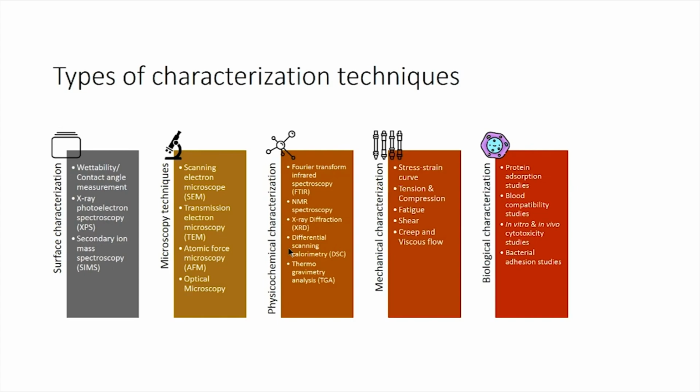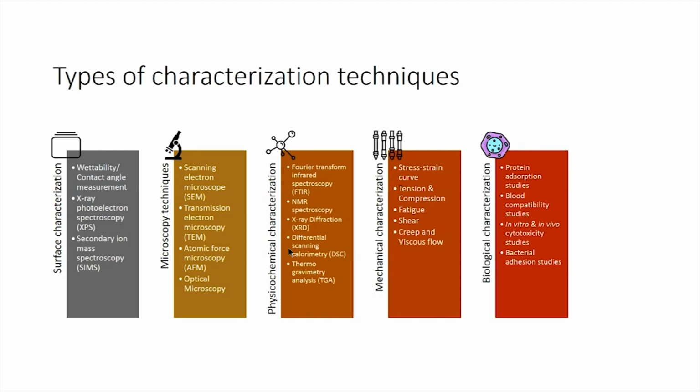Atomic force microscopy will check the surface roughness of the materials. So, you can check how smooth or rough the material surface is. Those parameters will greatly affect the cell attachment and other properties. Then the optical microscope has a variety of microscopic techniques such as phase contrast, fluorescent microscope, and confocal microscope, all of those come under optical microscopy.